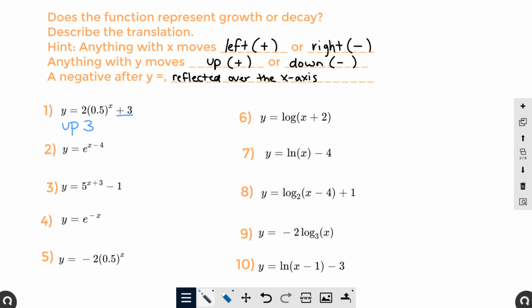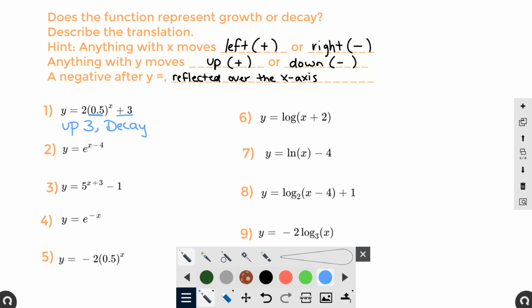Then the next thing we want to do for these first 5 problems is talk about whether this is a growth or a decay function. Is this a growth or a decay? It's a decay. How do you know? Good. We look at b. b is less than 1, so it is a decay problem.